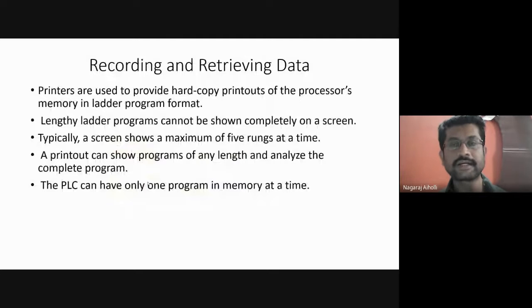Recording and retrieving the data, where we can record the ladder rung program, the entire ladder rung program, which is usually not possible with handheld programming terminal devices, but it is definitely possible to take a printout of the entire program, the entire ladder rung instructions. That is possible with printers. A permanent record can be taken. A PLC can store only one program in memory at a time. This is important. A PLC can store only one program in memory at one particular point of time.